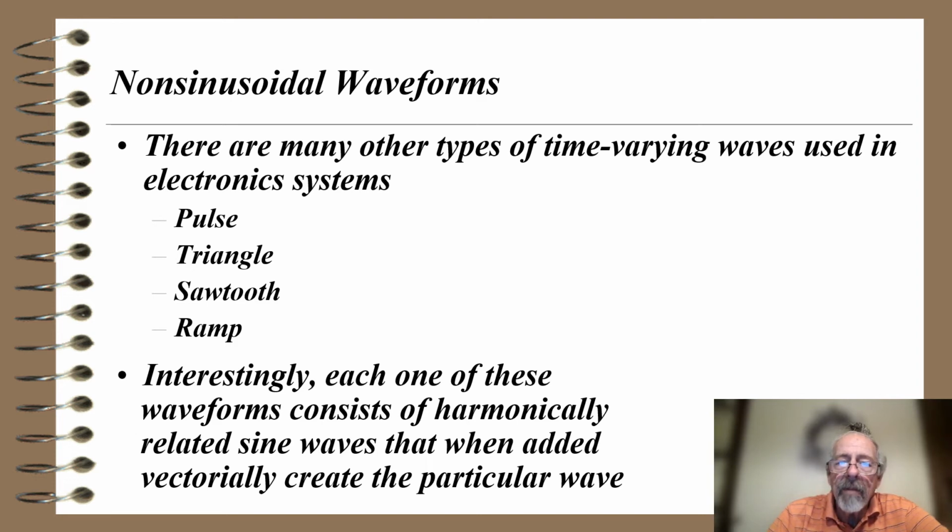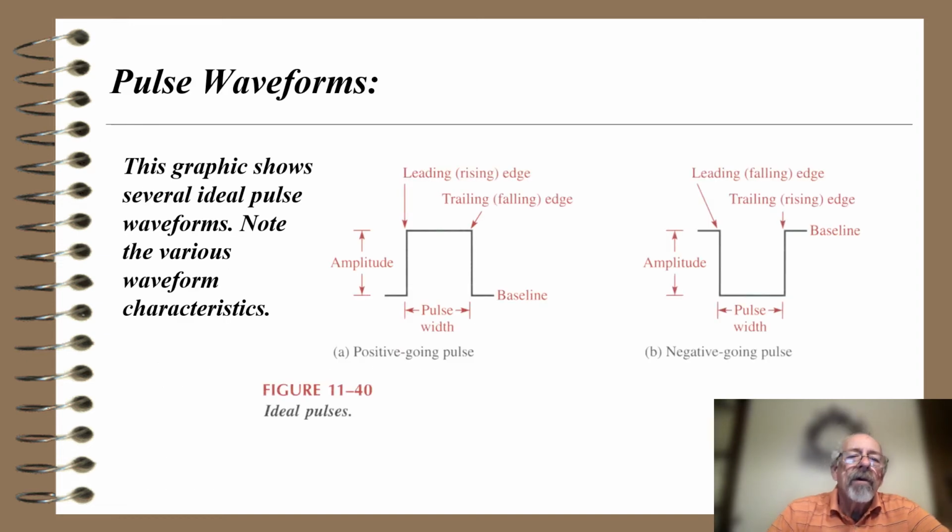These things, when we look at them on oscilloscopes, which we're going to talk about in a little while, look like pulses. They look like triangle and sawtooth waves and ramps and so forth, but they're really combinations of sine waves. So here are pulse waveforms. This graphic shows several ideal pulse waveforms. Note the various waveform characteristics.